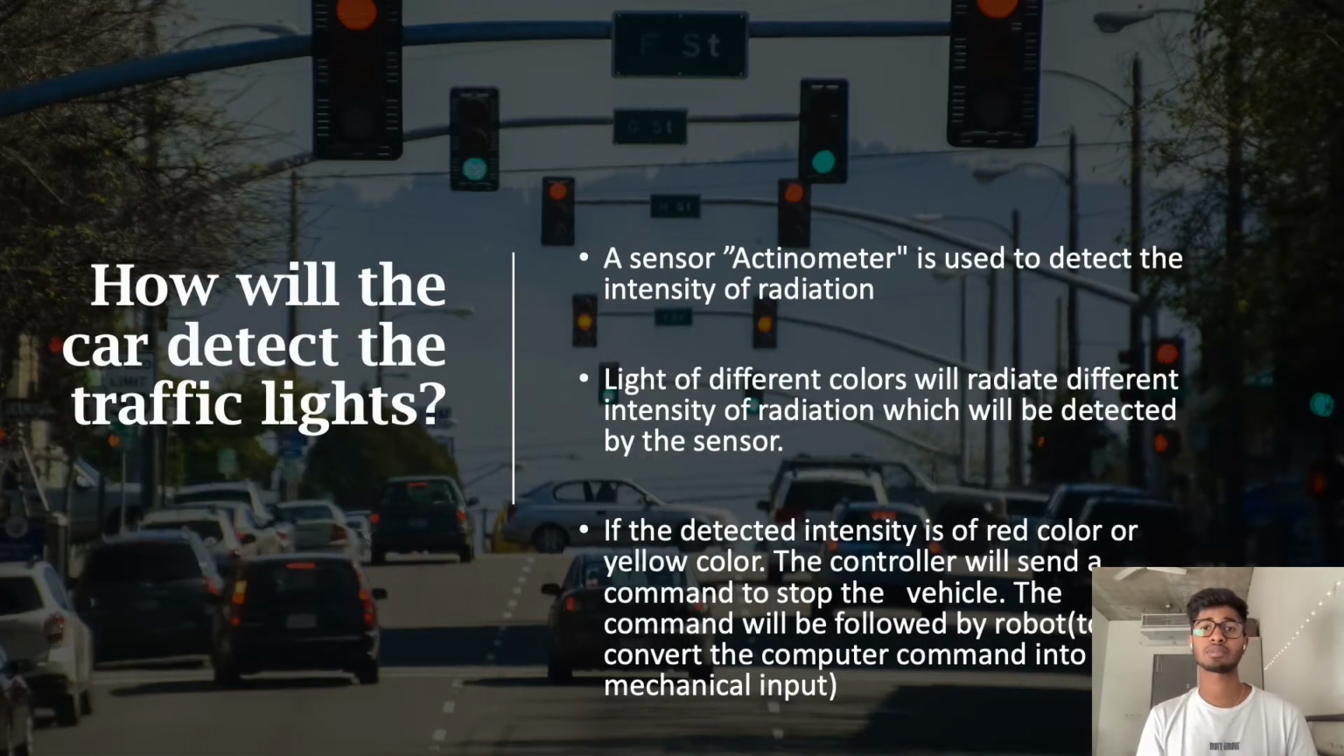The question that pops in our mind is how an autonomous vehicle would determine what the traffic light is. A sensor, an actinometer, is used to detect the intensity of radiation. Light of different colors will radiate different intensity of radiation, which will be detected by the sensor.